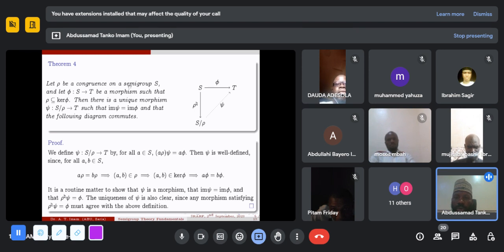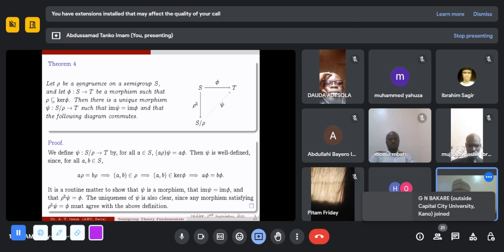If you have a congruence rho on a semigroup S and a morphism phi between the semigroup S and some other semigroup T, such that the congruence is contained in the kernel of that morphism, then there is a unique morphism. So one can describe a unique morphism from the quotient semigroup S by rho into T, such that the image of that morphism is equal to the image of the originally given morphism phi, and that the following diagram is commutative.